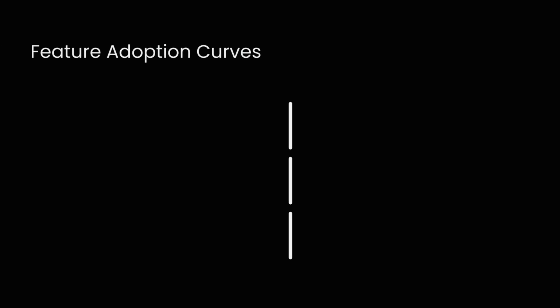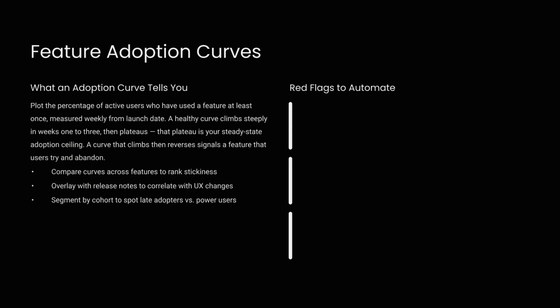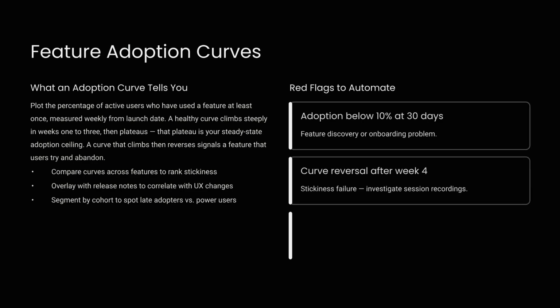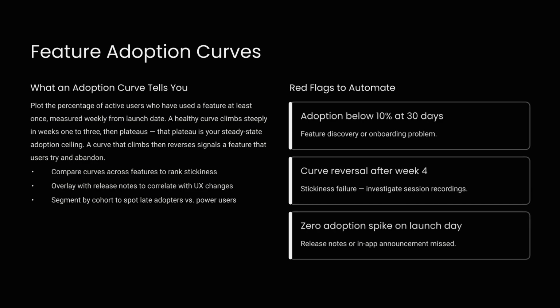Feature adoption curves show the percentage of active users who have used a feature, measured weekly from launch. A healthy curve climbs, then plateaus. Automate alerts for red flags like low adoption, curve reversal, or zero adoption on launch day.